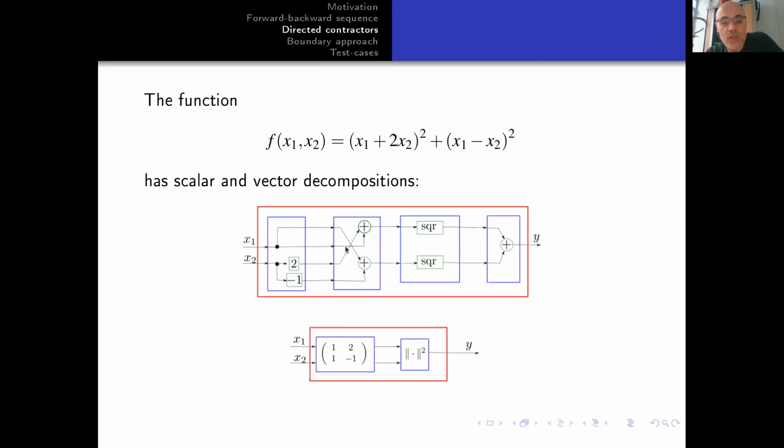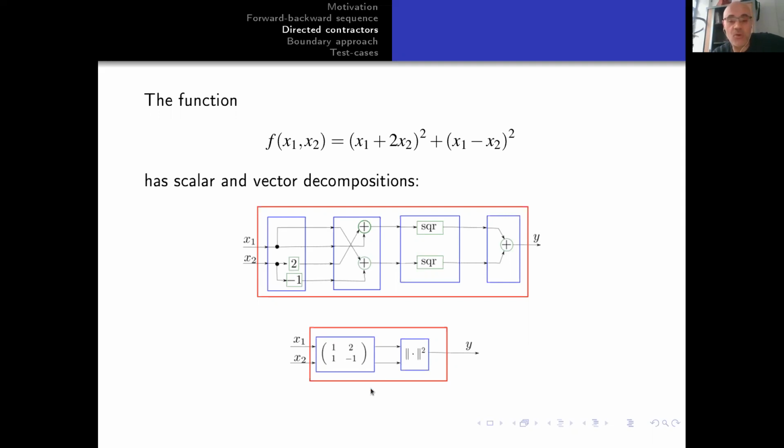And I have what we usually call a DAG, directed acyclic graph. For this, I can perform a forward and a backward pass, and this algorithm is named the HC4 revise algorithm when we deal with intervals. But it is much more efficient to use vector decomposition, with contractible decomposition, where I have the matrix and the norm. And if I do this, I am more efficient in terms of contraction.